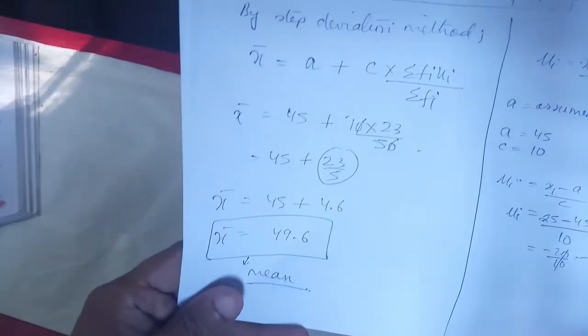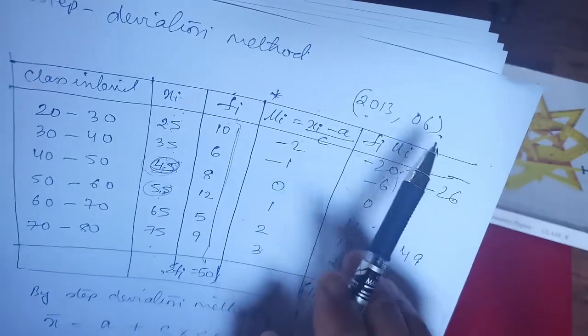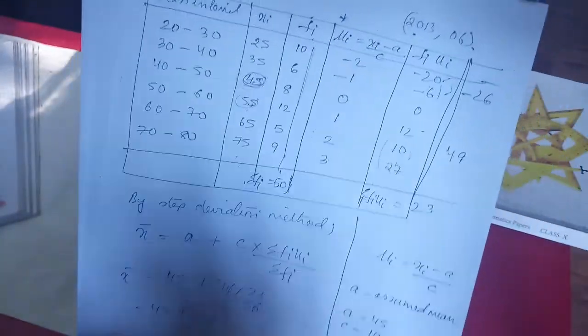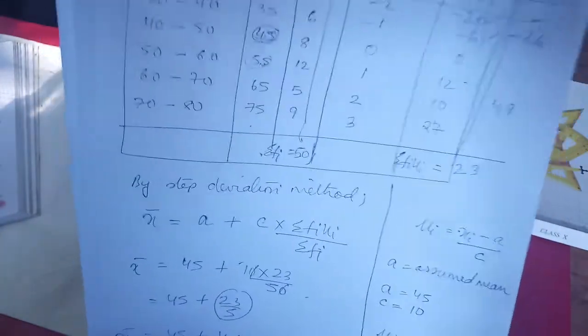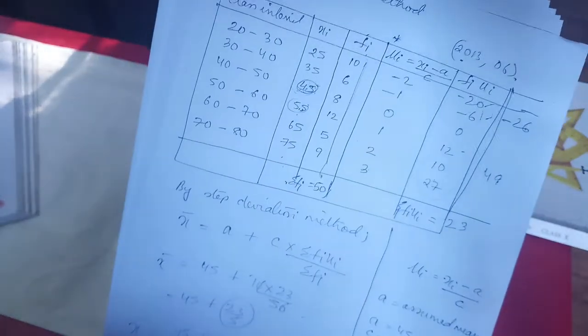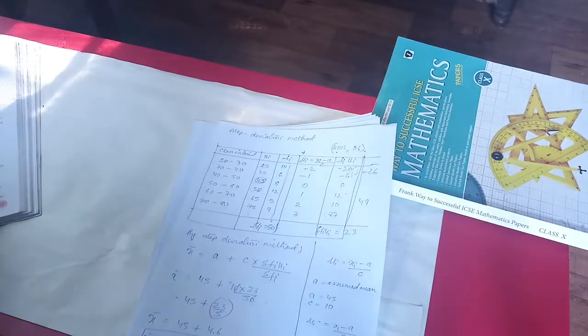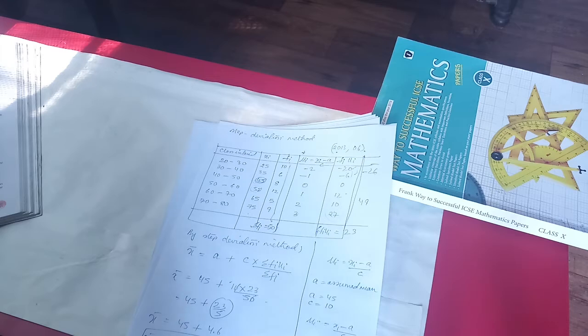So in this case, we have used a step deviation method, and this question has come in 2013 and 2006. Definitely you are going to get this type of question. It will be 4 marks, and believe me, this is one of the scoring sections. If you focus on this and learn the steps properly, you can easily get 4 marks. Let us do one more problem, the same step deviation method, so that it becomes clearer to you.